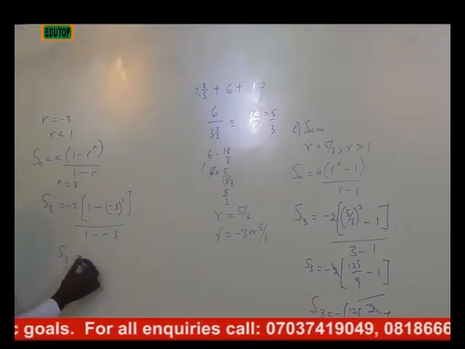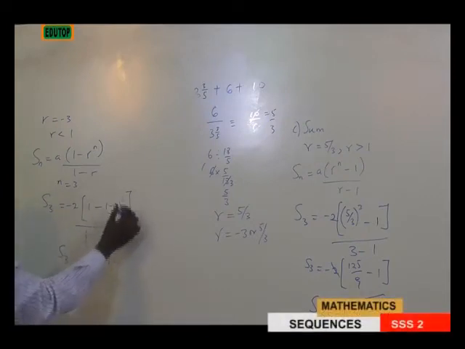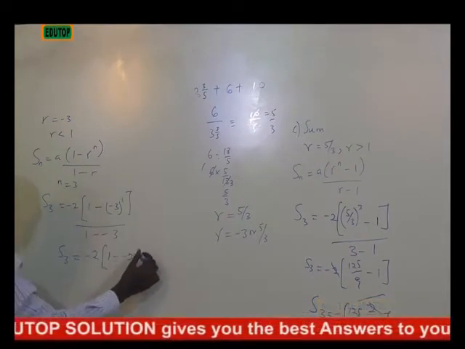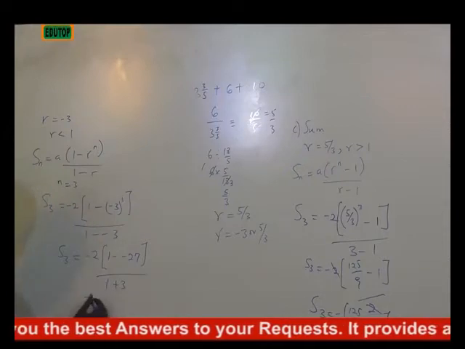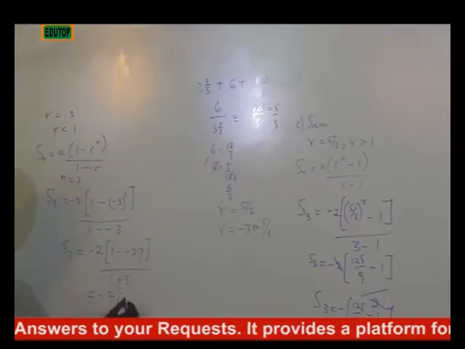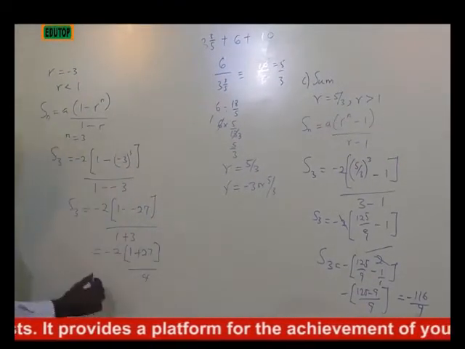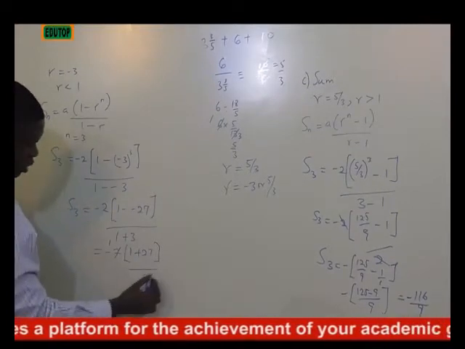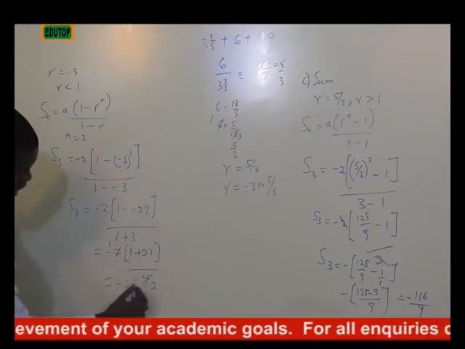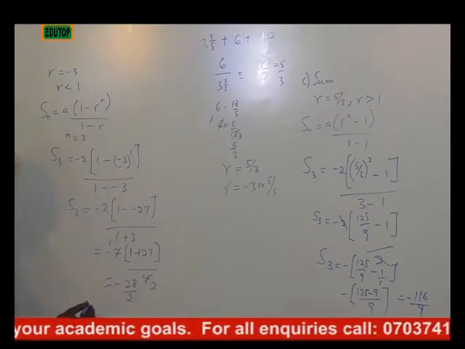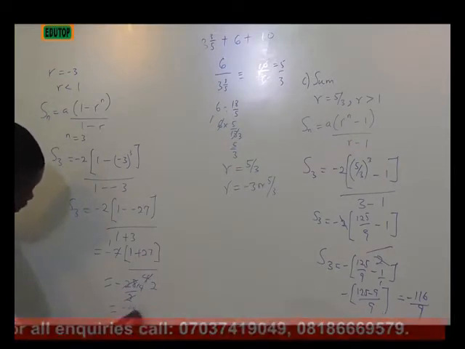So S3 here now becomes -2 into 1 minus -3 raised to power 3. -3 raised to power 3 is -27. And this one becomes 1 plus 3. So that is -2 into 1 plus 27 over 4. So here 2 can cancel this. Then we have minus 28 over 2. So minus 28 over 2 automatically will give us 14. So we have minus 14.